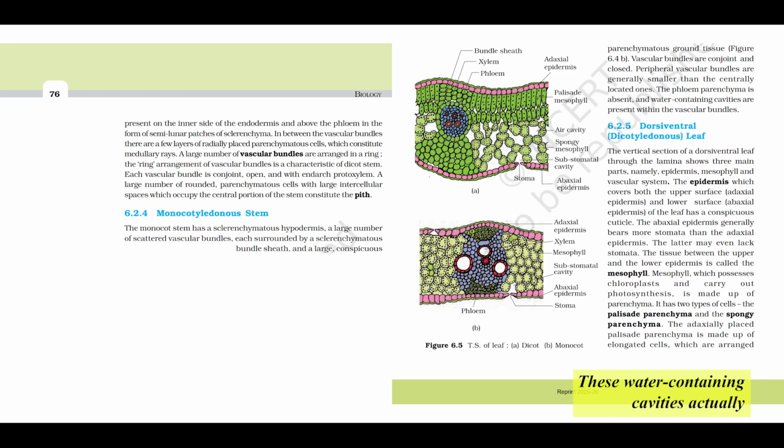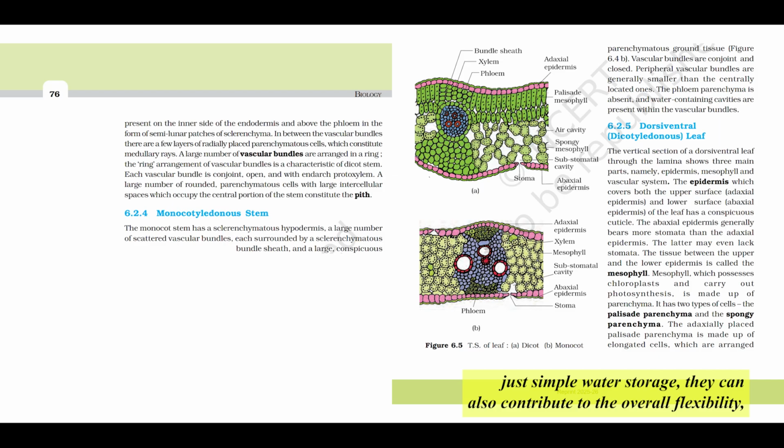These water-containing cavities actually serve a vital role, especially for monocots. Many of them, like grasses or tall, fast-growing plants, might face fluctuating water availability, right? So they primarily act as little water reservoirs. They help the plant manage its water supply and maintain turgidity, especially during periods of water stress or scarcity.